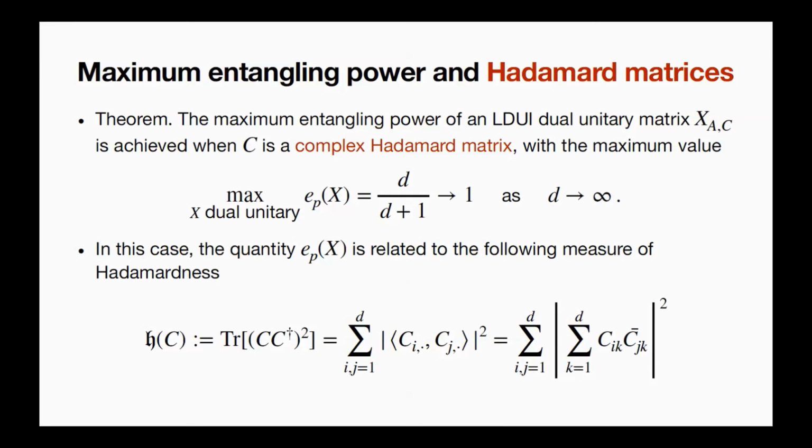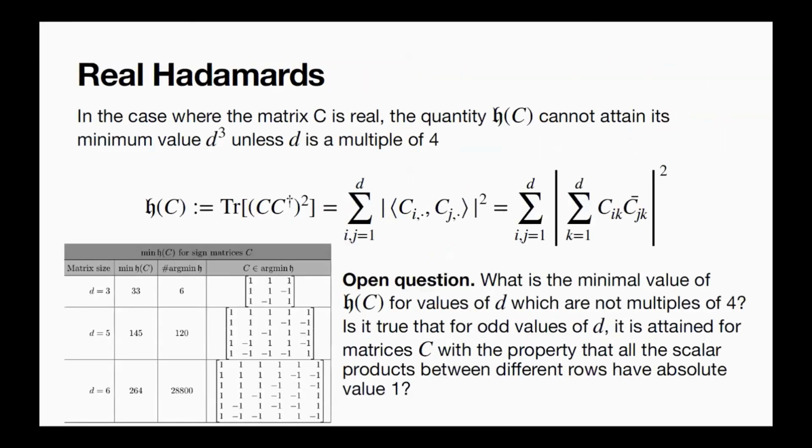So the question would be how to minimize this quantity. So I can copy it. You have the formula again. This is the one that we are looking at. Maybe this is the nicest expression. So you see, for i equals j, I get d squared. I get d. So this quantity is larger than d cubed. And it is d cubed when you have a Hadamard matrix.